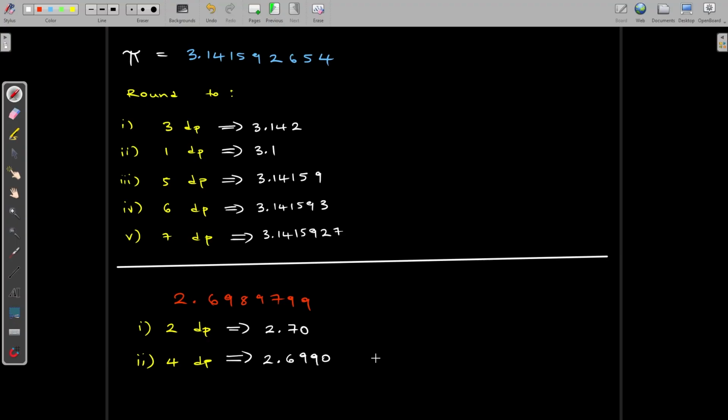Sir, I'm confused. Alright, so 4 decimal places. We look at what's in the 4th decimal position, which is this 9, right? Yes, sir. And then we look at the number that comes after it. So if the number is 5 or more, we would have to round up this 9. So if we round up the 9, we're going to get 10. But as stated, we can't just put 10 here, so we have to put the 0 and carry over the 1. So this 1 will be added to the 8. So it now becomes 2.6990. And that's how we do it.